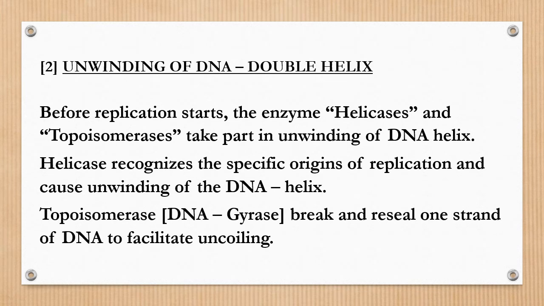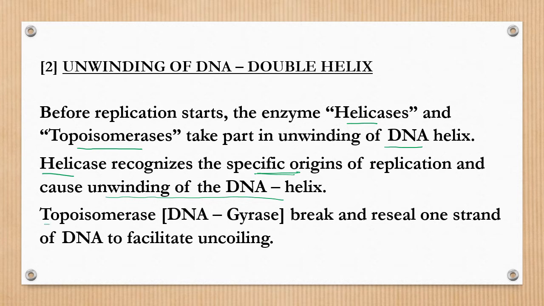Second step, unwinding or uncoiling of the DNA double helix. Before replication starts, the enzymes helicase and topoisomerase take part in unwinding of the DNA helix, both together. Helicase's function is to recognize the specific origin of replication and cause unwinding of the DNA helix.